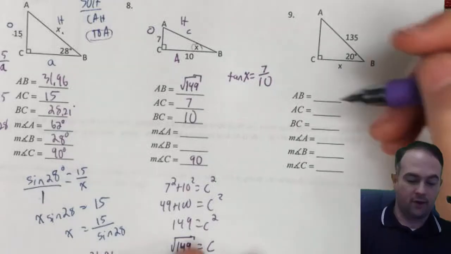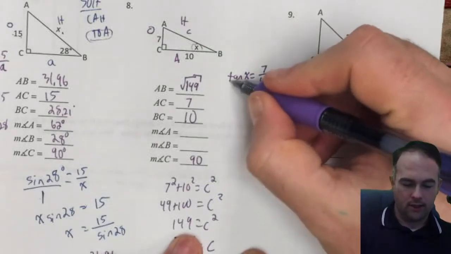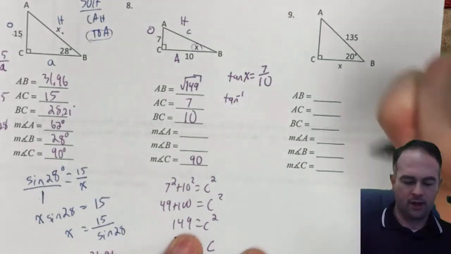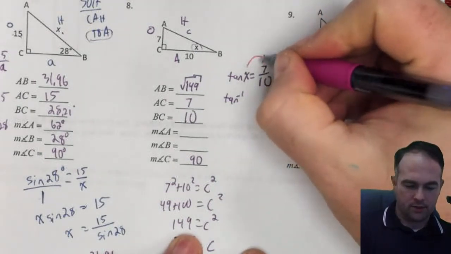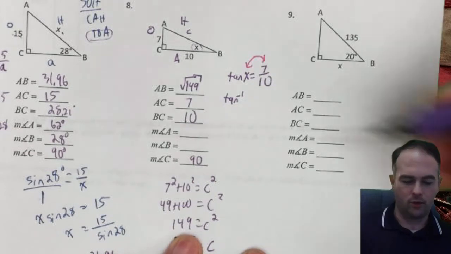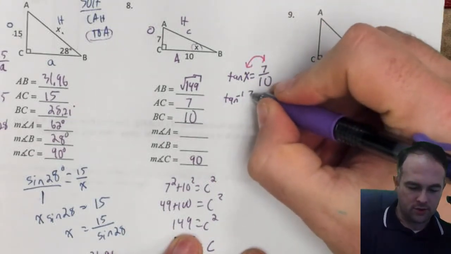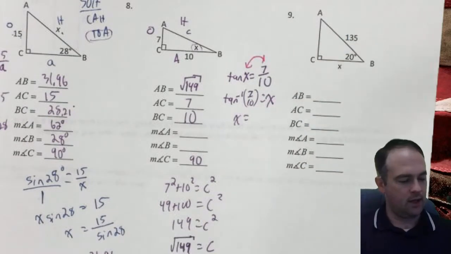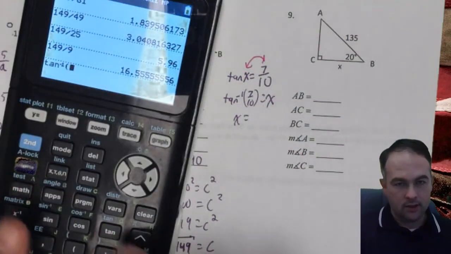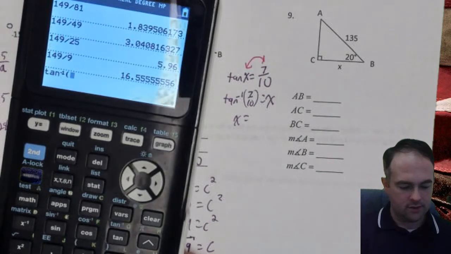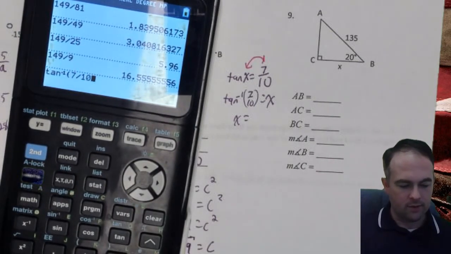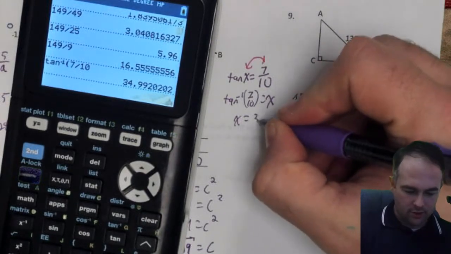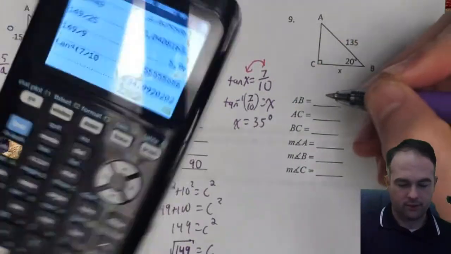Now, remember, when we solve for angles, what we're going to do is write the inverse function, tangent inverse, and then swap places with the angle and the ratio. So it's tangent inverse of 7/10 equals x. Now we just run to the calculator and type that in. Second tangent of 7 divided by 10 gives me 34.99 degrees. Let's just go ahead and call that 35 degrees.